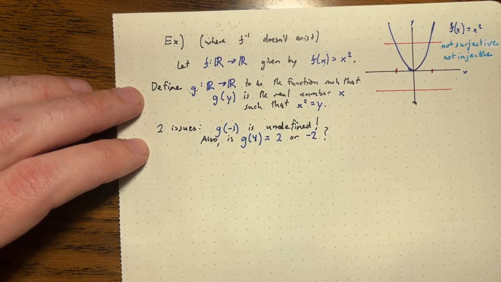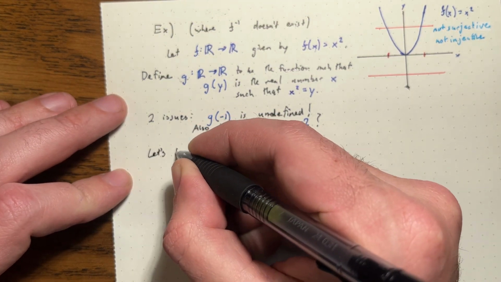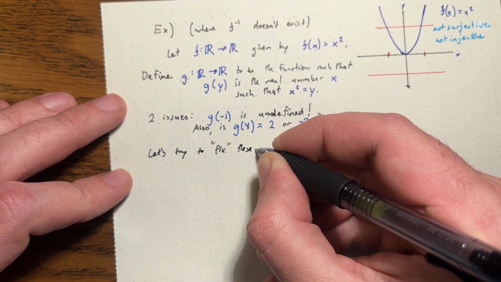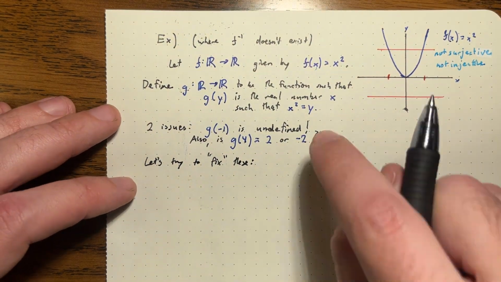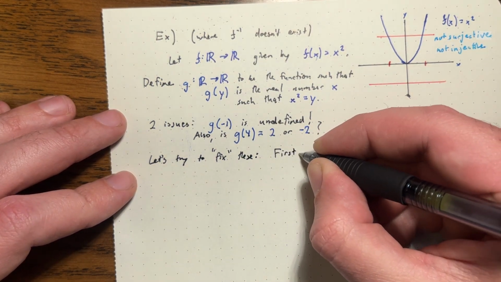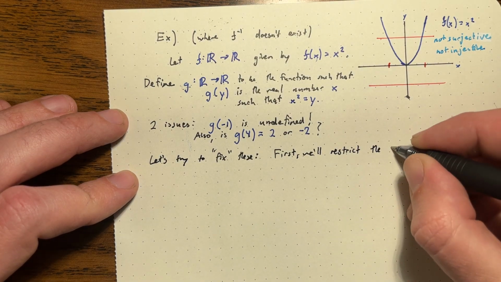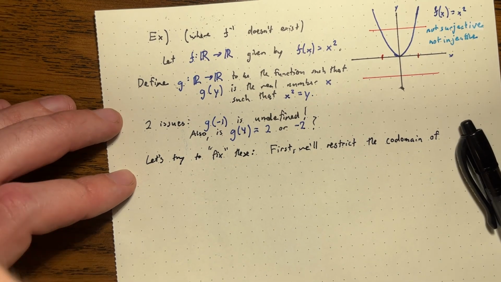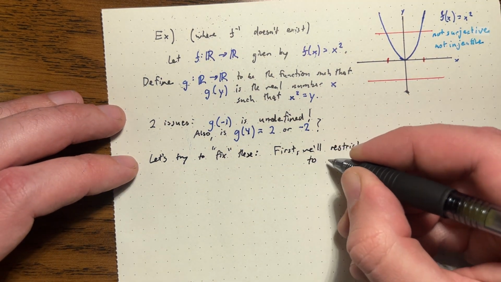These are pretty big issues, but it turns out we can try to fix them. So let's try to fix them. And the first way of fixing it is this first problem. So this is a typical idea, actually. This is something we often want to do. So first, we'll actually restrict the codomain of f of x squared. Okay. We'll restrict the codomain of f to equal its range.